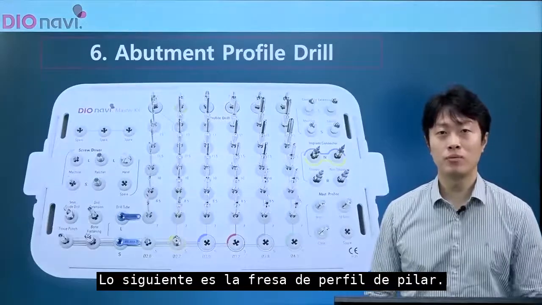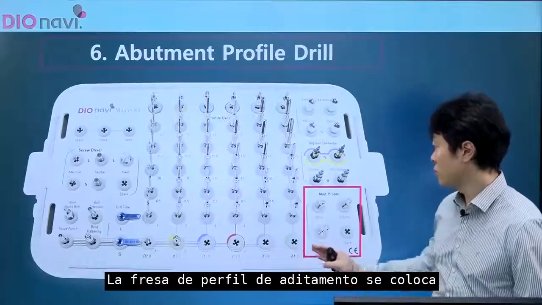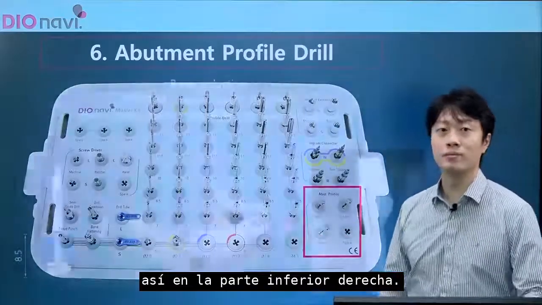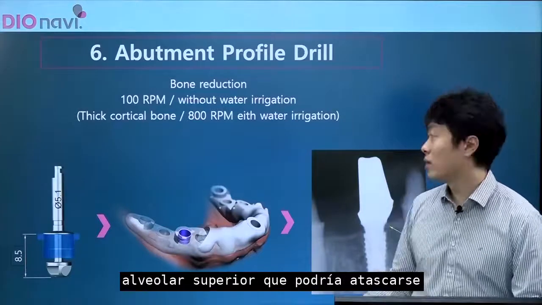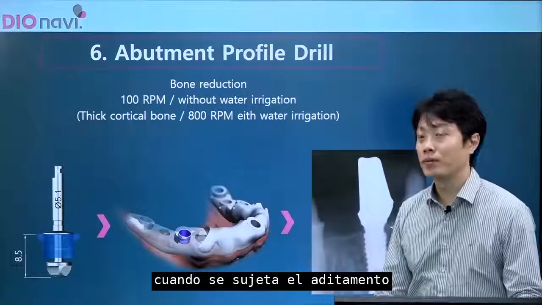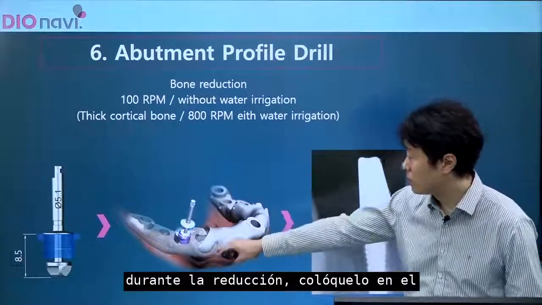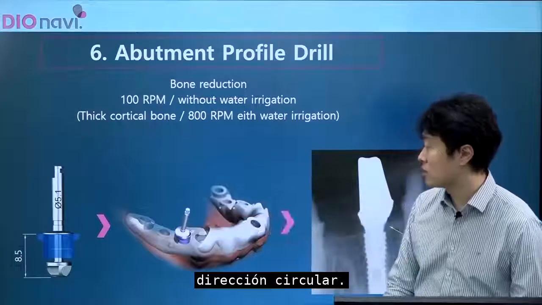Next is the abutment profile drill. The abutment profile drill is placed like this in the lower right part. This drill reduces the upper alveolar bone in advance that might get in the way when the abutment is fastened. During reduction, put it into the sleeve like this and turn it in a circular direction.